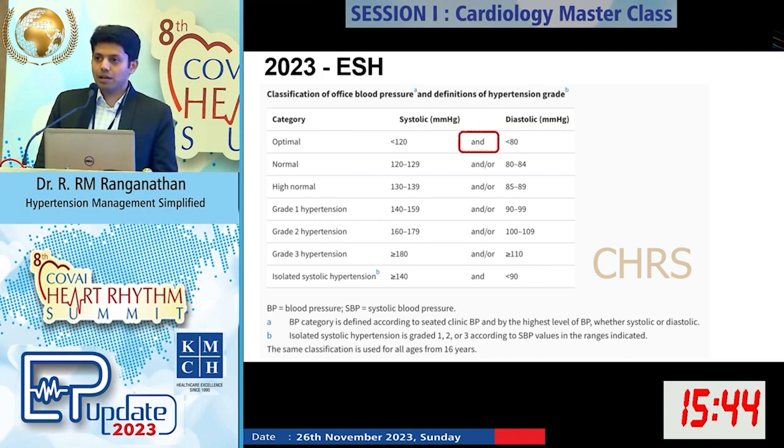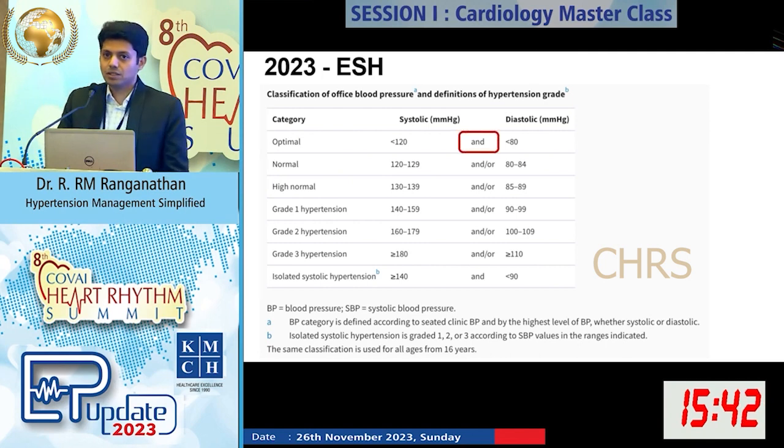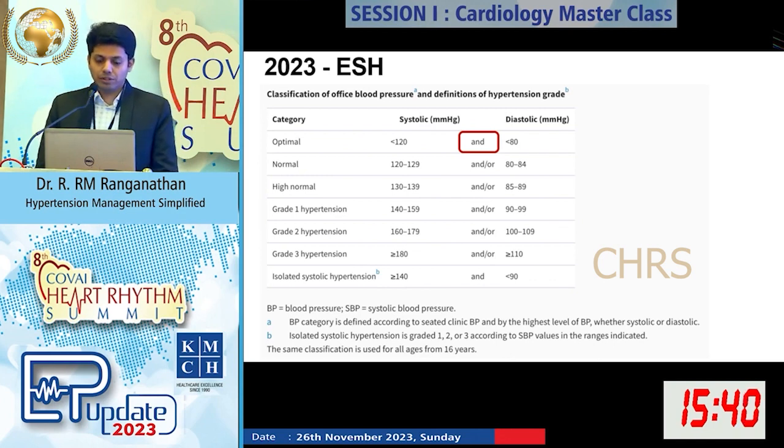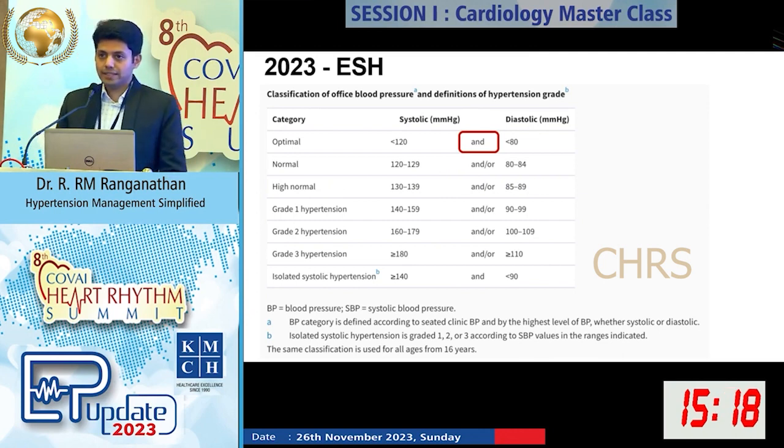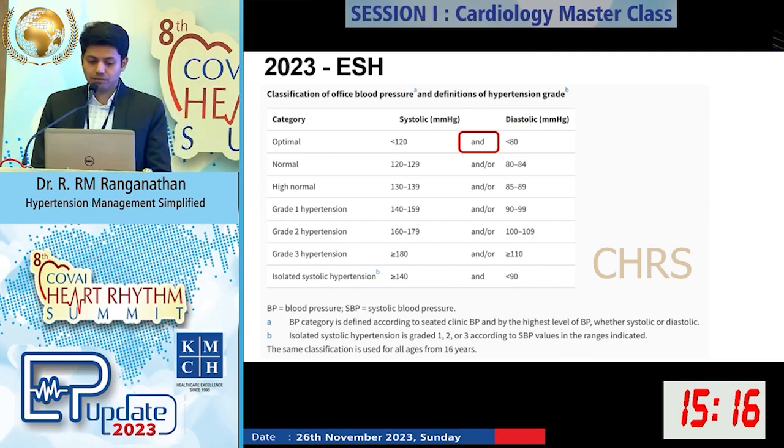A person is said to have optimal blood pressure when the systolic is less than 120 millimeters of mercury and diastolic less than 80 millimeters of mercury. And then further categorization of blood pressure is based on the highest BP reading, be it systolic or diastolic. By that I mean, for example, a patient has a systolic blood pressure of 140 and diastolic blood pressure of 80. Although diastolic is in the normal range, we have higher reading as systolic, which is 140, and so this patient has to be categorized as having grade 1 hypertension.